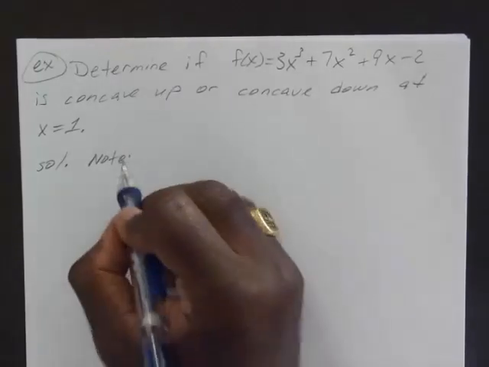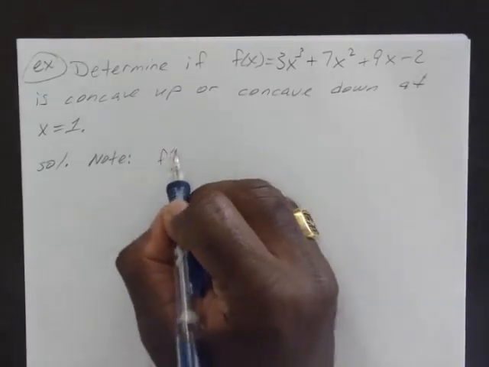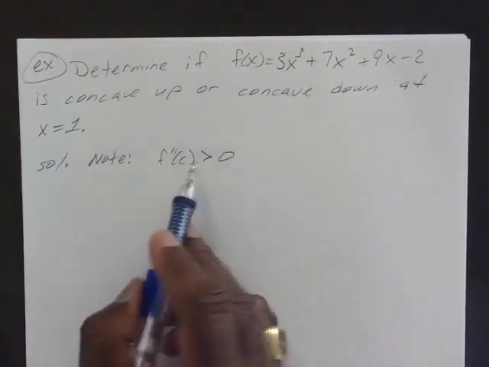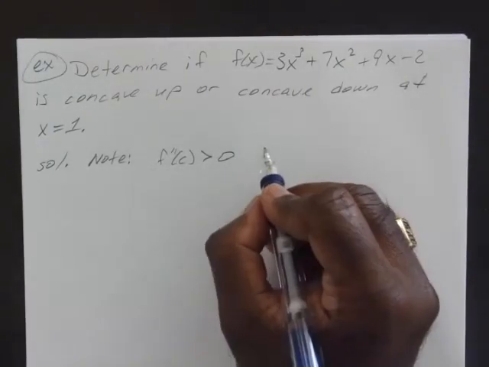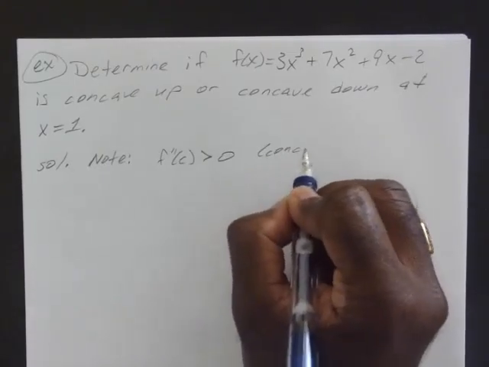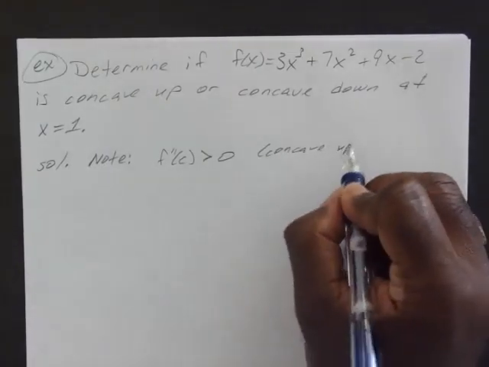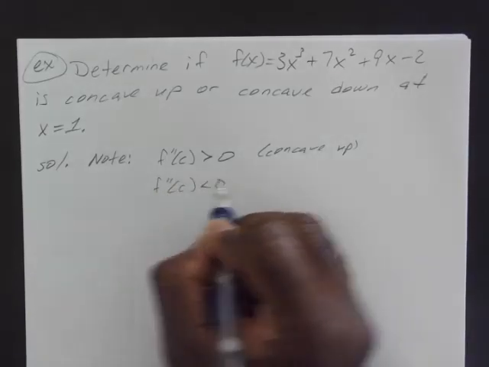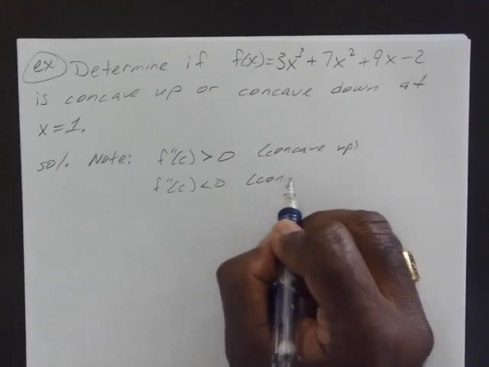Okay, so for this one, you just have to remember: if the second derivative is greater than 0 at some point c, then we know it's concave up. And if the second derivative is less than 0, we know it's concave down.